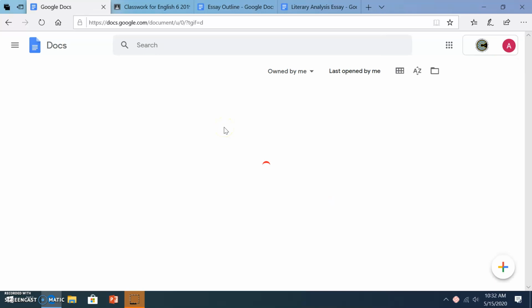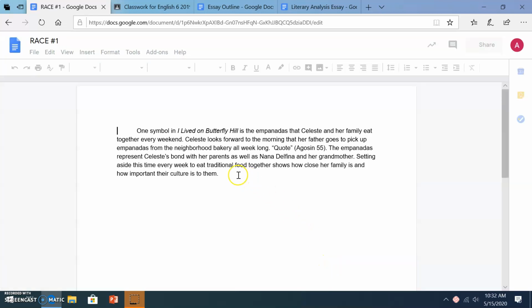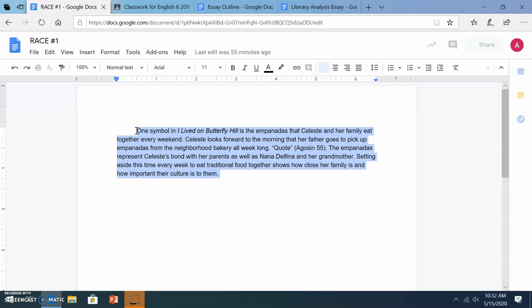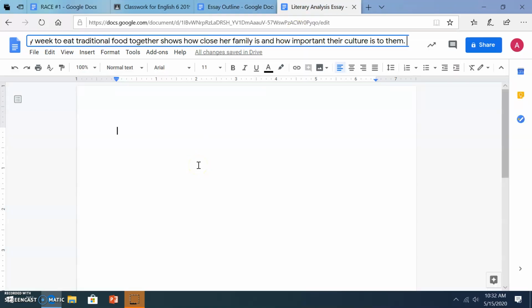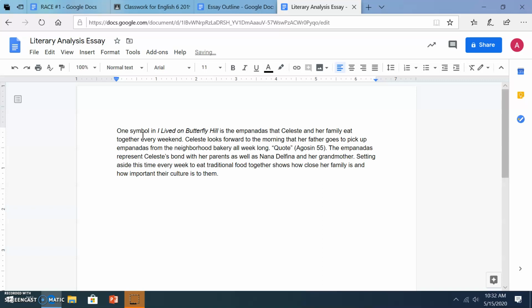And you'll see in my documents I have my race paragraph 1, my race paragraph 2, and my race paragraph 3. So I'm going to go to race paragraph 1. I'm going to copy it. And I'm going to paste it, not into my title, I'm going to paste it into my literary analysis essay document.